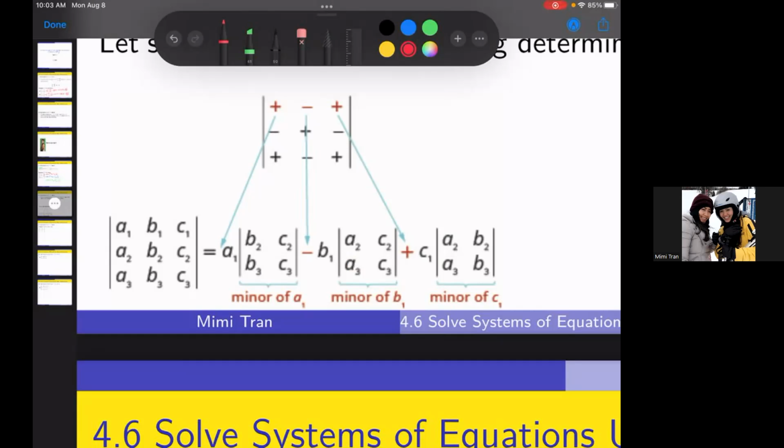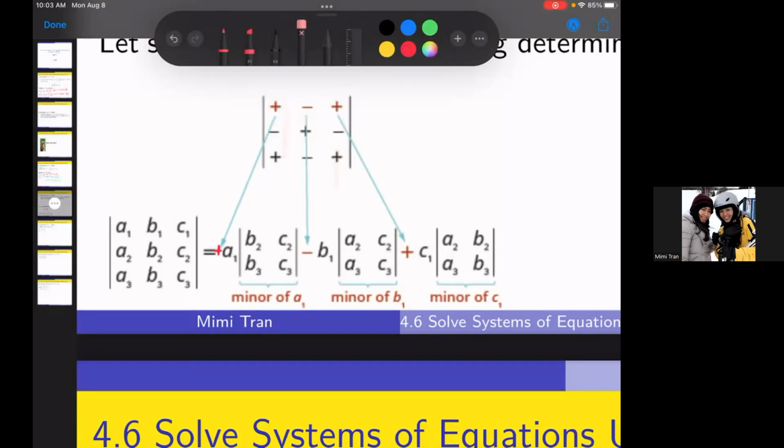So A1 gets a positive sign, so positive A1. When you cover A1, what do you have? You have B2, C2, B3, C3, right? Minus B1. B1 is right there. You cover its row, cover its column. And you got A2, C2, A3, C3, right? And then positive C1, which is this one right here. You cover its row and cover its column. You got A2, B2, and A3, B3. So far, so good.